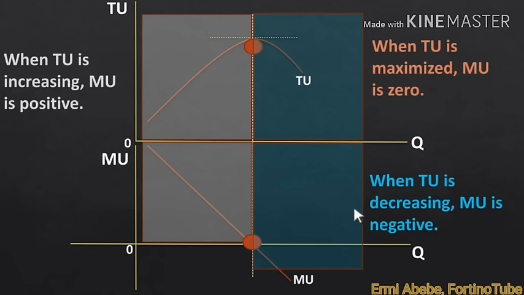The discussion has four points. The first point is marginal utility is the slope of total utility. The second one is when marginal utility is positive, total utility is increasing. The third point is when marginal utility is zero, TU is at its maximum. And the fourth point is when marginal utility is negative, then total utility must be decreasing.